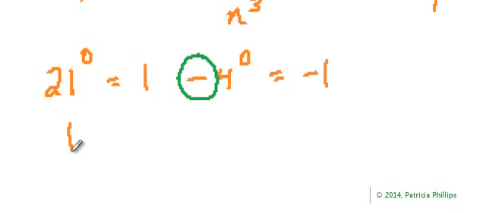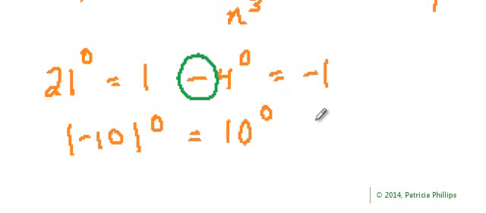You might see some of these that have absolute value. The absolute value of negative 10 raised to the power of 0. When you're doing something like that, you have to deal with what's inside of there first. So the absolute value of negative 10 is just 10. So you have 10 to the power of 0, and we know that 10 to the power of 0 equals 1.